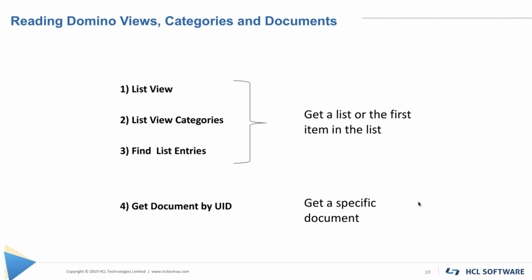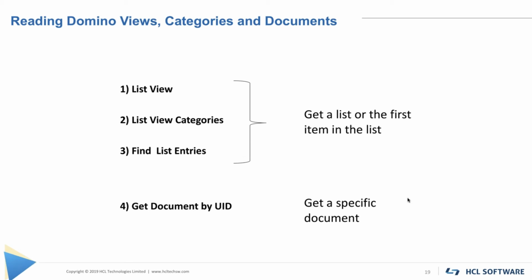So there's a list view, and then there's list view categories. All right, so a view may have certain categories. I just want to get the category names, and I find that incredibly useful for doing pre-population of, let's say, a dropdown or maybe a select one. Right, so I just want the category names, put them in there. Right, and then find list entries. So that's really a search. I want to find the view list entries that meet a certain criteria. All right, and then there's finally get document by unique ID, and this is where I'd actually get the underlying document and anything from it.